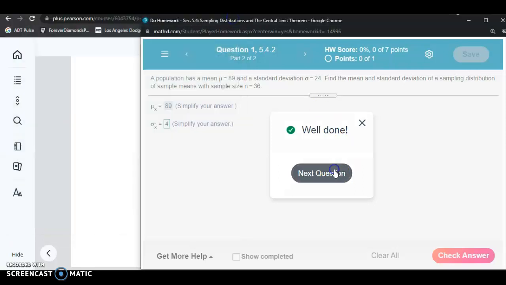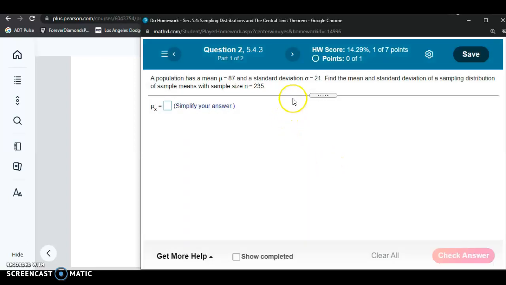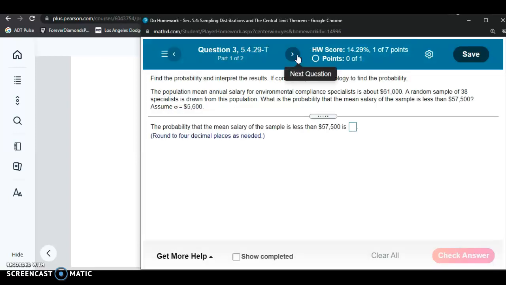Okay, so let's go to the next question. Number 2 is very similar, but only the numbers are different, so I'm going to skip it. Number 3 asks us to find the probability and interpret the results. If convenient, we're going to use technology to find the probability. So let's read the question.